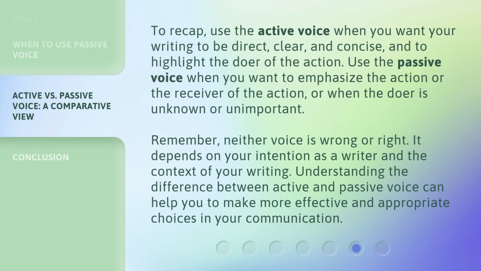To recap, use the active voice when you want your writing to be direct, clear, and concise, and to highlight the doer of the action. Use the passive voice when you want to emphasize the action or the receiver of the action, or when the doer is unknown or unimportant.